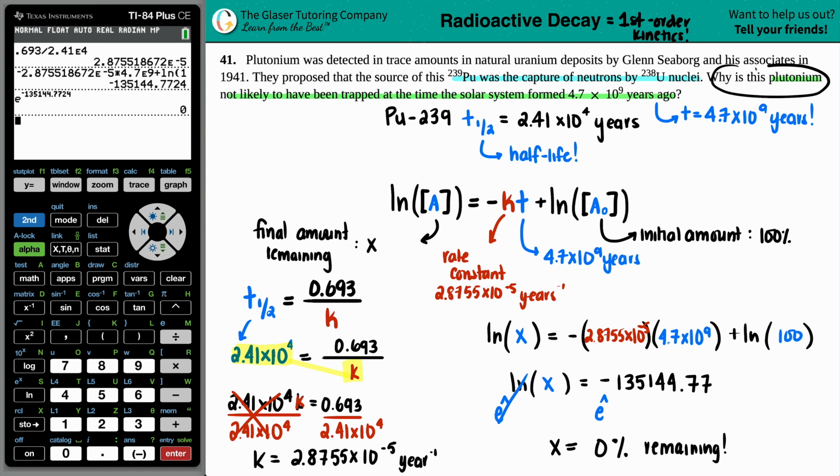So, why is this plutonium not likely to have been trapped at the time the solar system formed, 4.7 times 10 to the ninth years ago? It is because with plutonium's known half-life, it would have run through so many half-lives that once the 4.7 times 10 to the ninth years has gone by, the plutonium would have decayed and there is 0 remaining. And that, my friends, is the final answer. So we will have 0% remaining at the end of the day, so you wouldn't even see the plutonium because it all has decayed into something else.